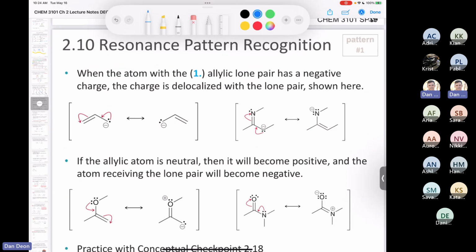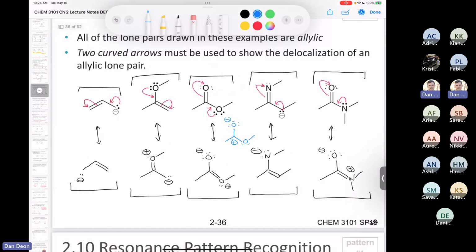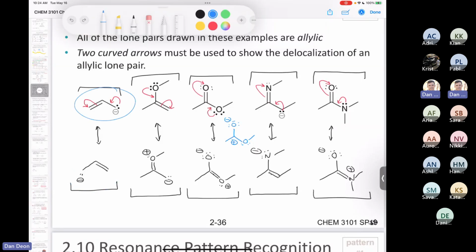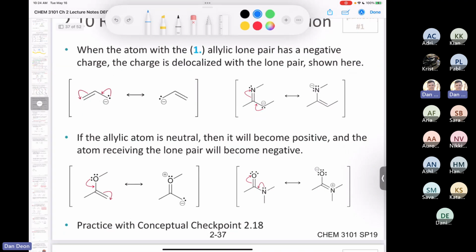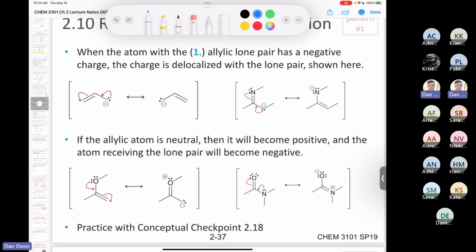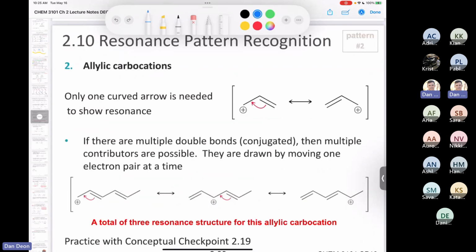It says when an atom with an allylic lone pair has a negative charge, the charge is delocalized. So put another way, one thing that you probably noticed with each one of these is if we have a negative charge overall, that means the other resonance contributor has to have a negative charge overall. If it's neutral, then what you end up with has to be neutral overall. If it's negative, it's negative. And if it's positive, it's positive. That never changes. So let's move on to the second pattern that we can recognize, which is an allylic carbocation.